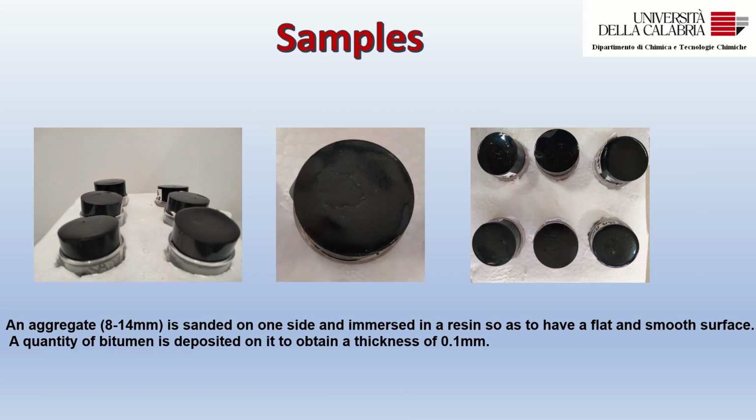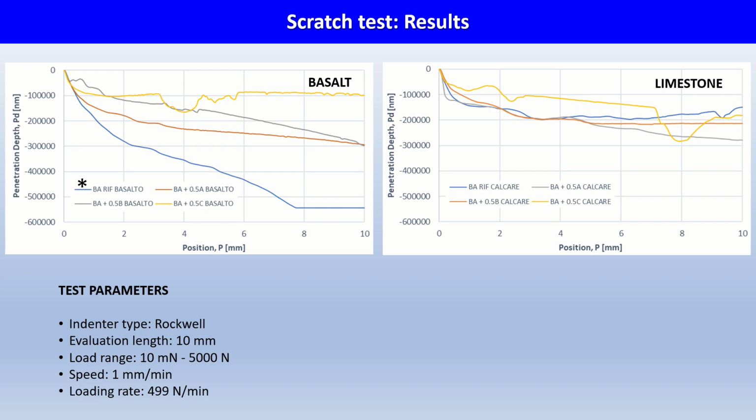So we prepare the sample. Some aggregate is immersed in resin. After, with some mechanism, we flatten the surface. We put some bitumen over it. The thickness is around 0.5 millimeter, and after we put it in the instrument. Look at what happened. We use two different aggregates to understand the interaction, basalt and limestone.